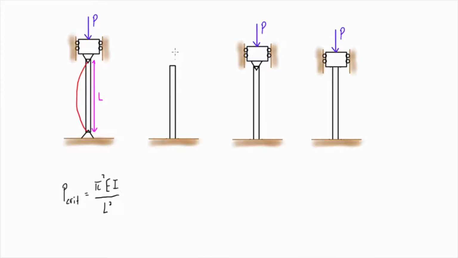Now if we applied the same point load on a member that is fixed on one end and free at the other, then it's not going to deflect the same way. Basically it's going to go something like that. Similarly, a column that has a pin on one end and a fixed connection on the other is going to be different. And a column with fixed connections on both ends is also going to deflect differently.